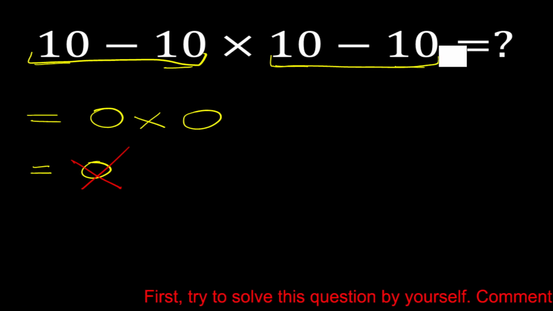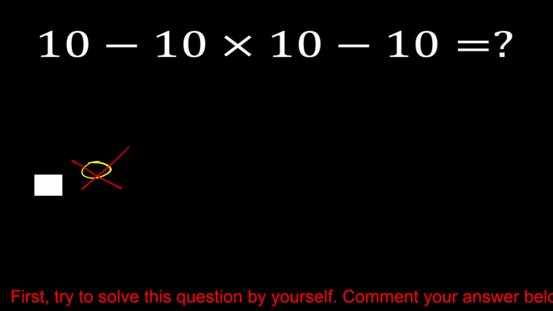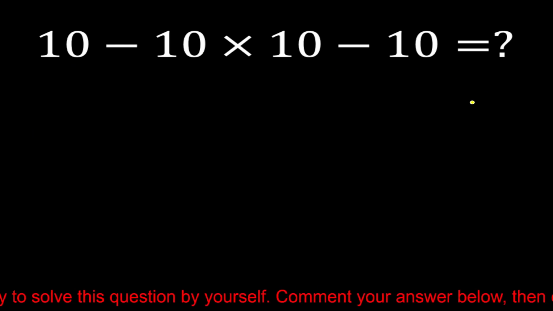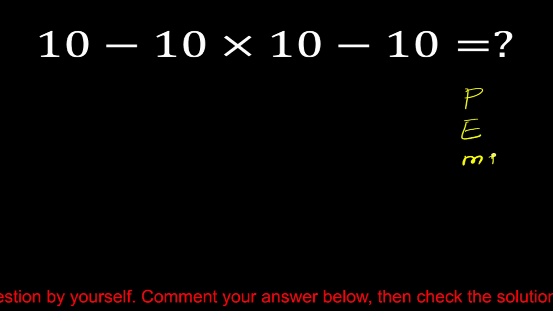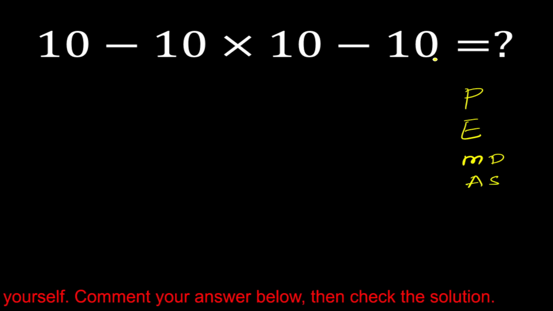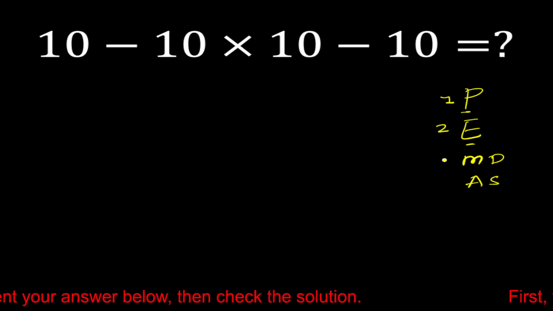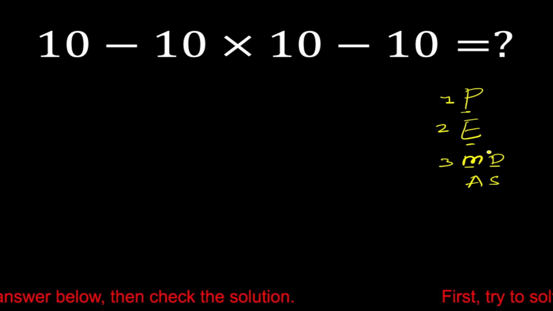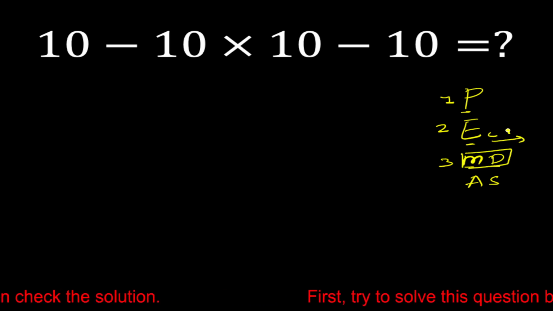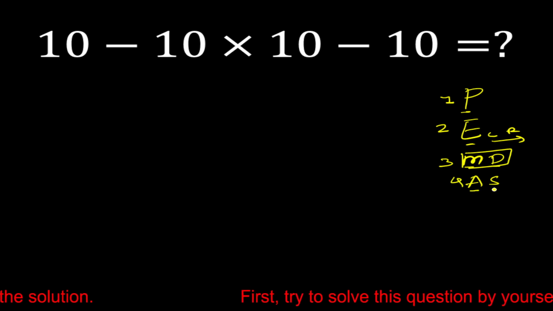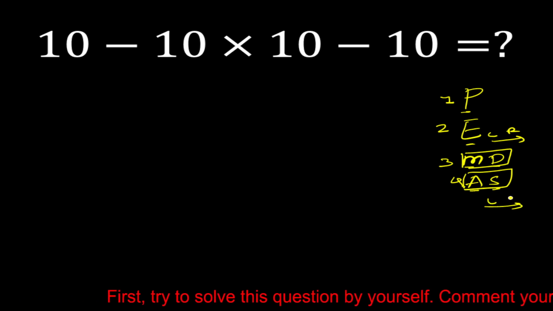Okay. So now let's solve this problem correctly by using a PEMDAS rule. PEMDAS. According to PEMDAS rule, first priority is parenthesis, second priority is exponents, third priority is multiplication and division. Here multiplication and division both have equal priority, so we have to work from left to right. Fourth and last priority is addition and subtraction. Also both have equal priority, so we have to work from left to right.